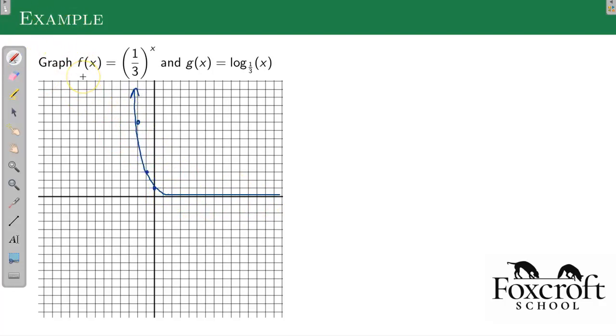We flip this to our logarithm. (0, 1) becomes (1, 0). (-1, 3) becomes (3, -1). (-2, 9) becomes (9, -2).